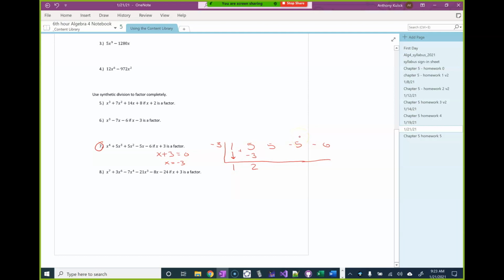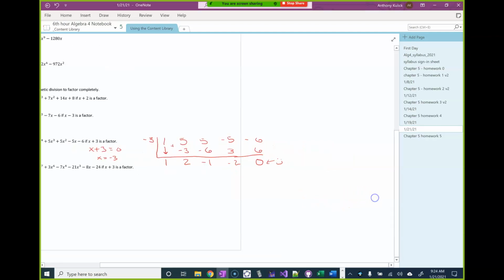And now I'm just going to repeat that same process until I filled up all of my spots. So negative 3 times 2 is negative 6. I add down, I get negative 1. Negative 3 times negative 1 is positive 3. I add down, I get negative 2. Negative 3 times negative 2 is positive 6. I add down, I get 0, which is what I should be getting if something is a factor. The remainder should be 0, so that last number should be 0 when you're told something is a factor.